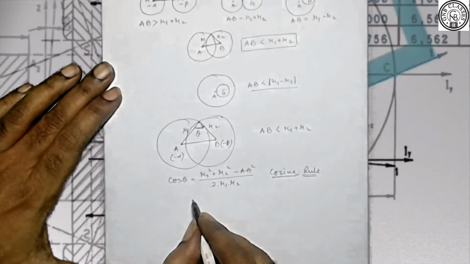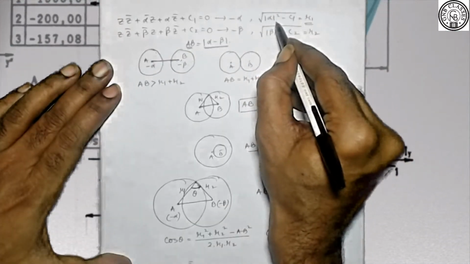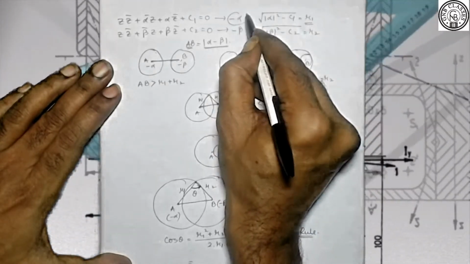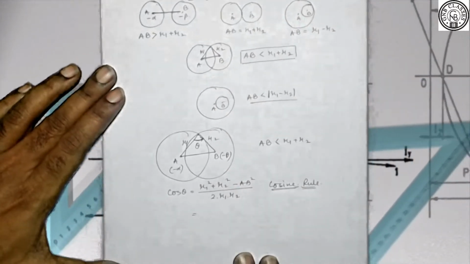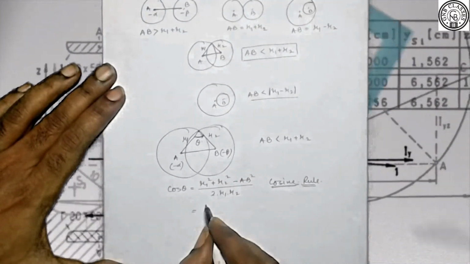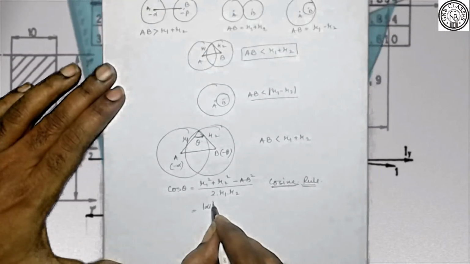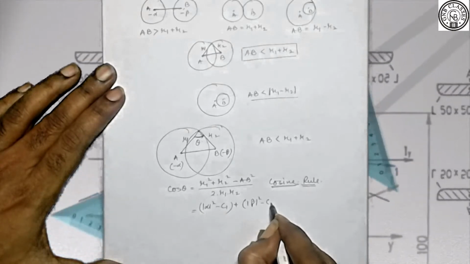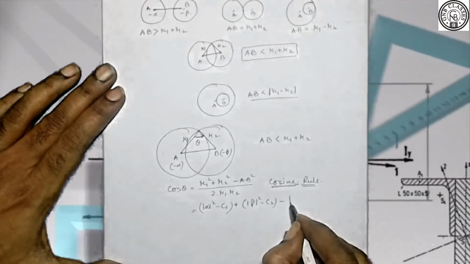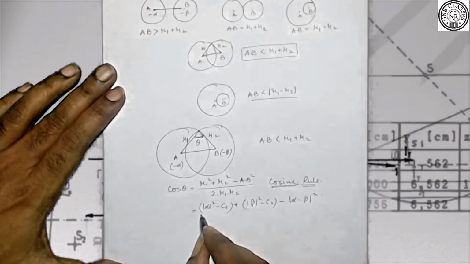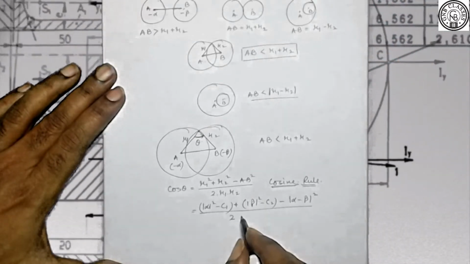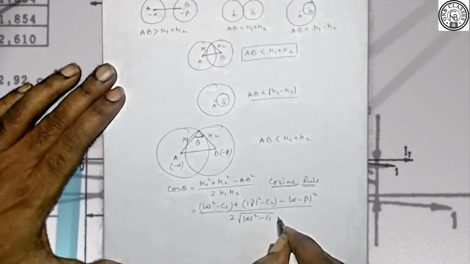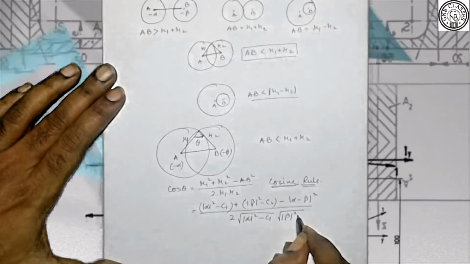Okay. So, what can you write here? The radius R1 is root over alpha square minus C1 and R2 is root over beta square minus C2 and their centers are at minus alpha and minus beta. So, we can write here mod of alpha square minus C1 plus mod of beta square minus C2 minus AB square, which is alpha minus beta whole square, divided by 2 times R1 into R2, that is, under root mod alpha square minus C1 into root over mod beta square minus C2.